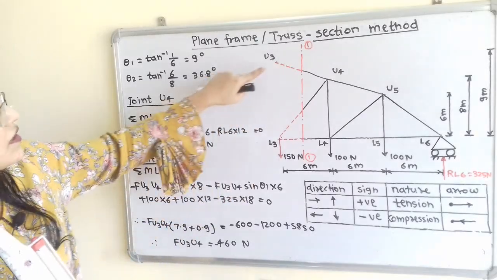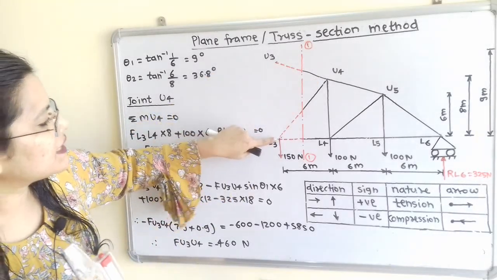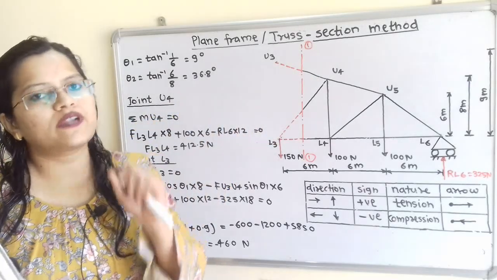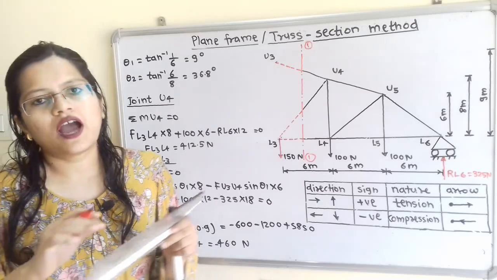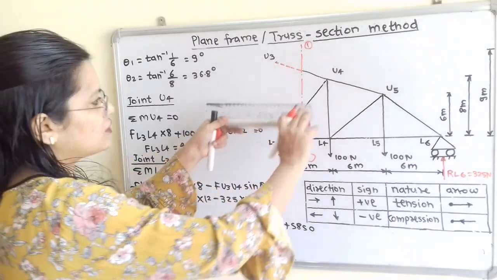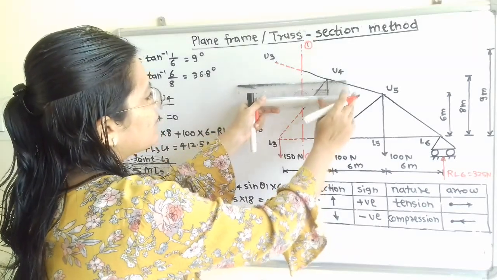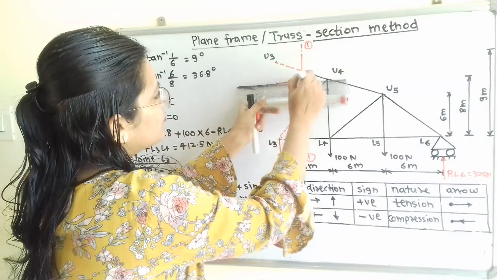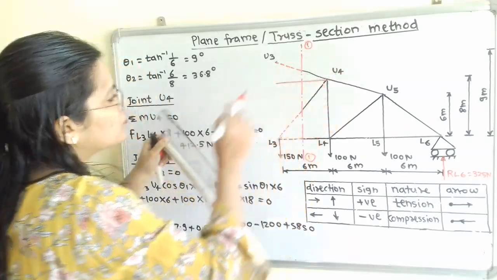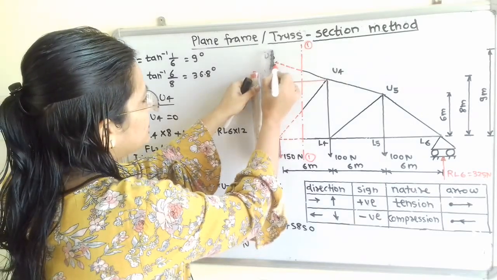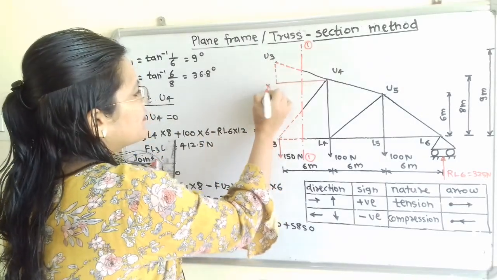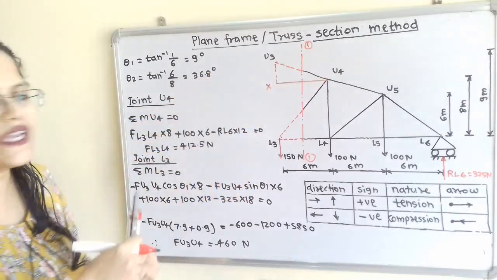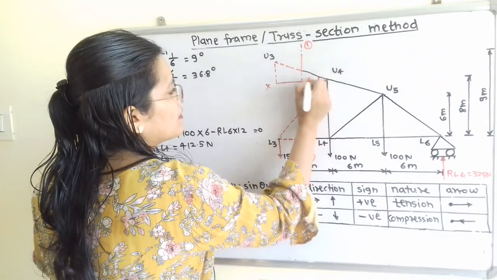Now if we observe, U3U4 as well as L3U4 are the inclined members. So we have to find out the angle of inclination. How do we find this angle? I will draw one horizontal line passing through joint U4 and complete this triangle. Suppose we call this point X. Then in triangle U3U4X we have to find the angle theta1.